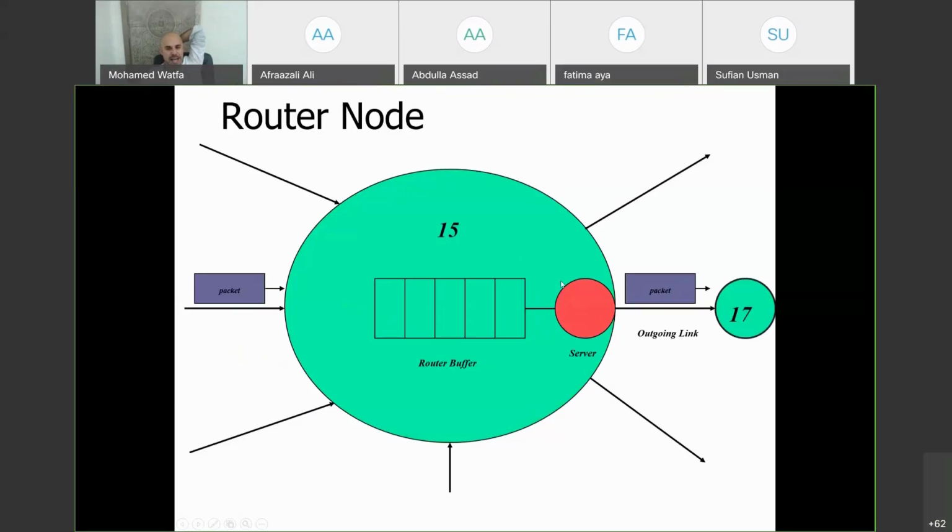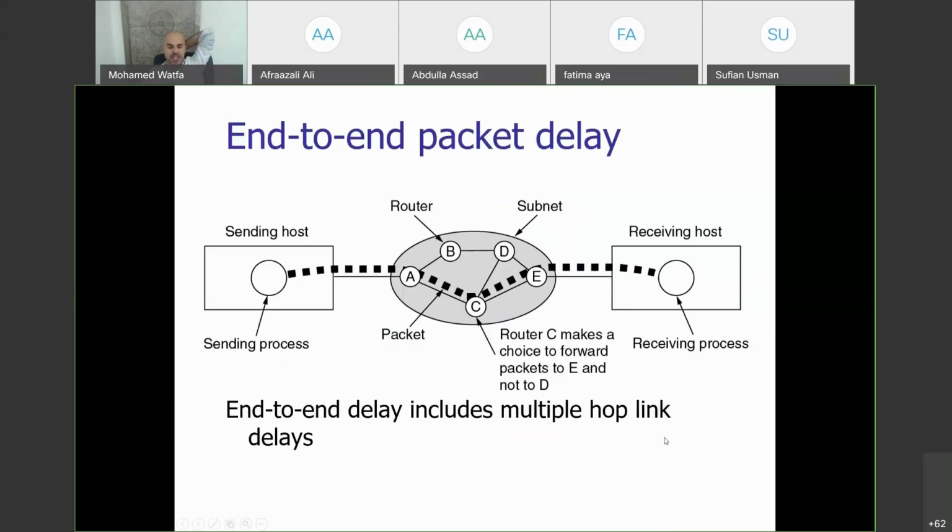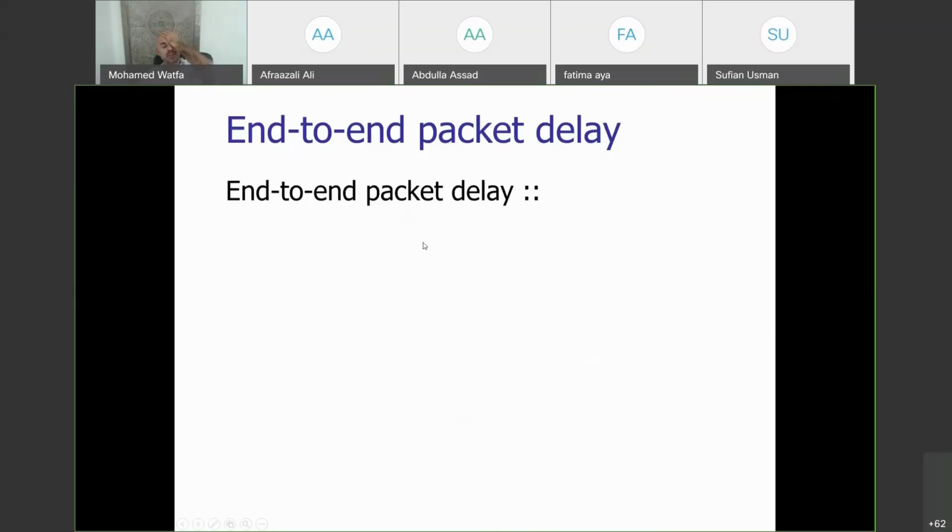Okay, so this is an example. You can see the packet coming in. It comes in to the queue and leaves the queue once everybody ahead of it actually got processed. This is what we refer to as the end-to-end delay. So what are the end-to-end delay? Look at them, 4 things. Can you remind me what are the 4 things? What are the 4 delays?